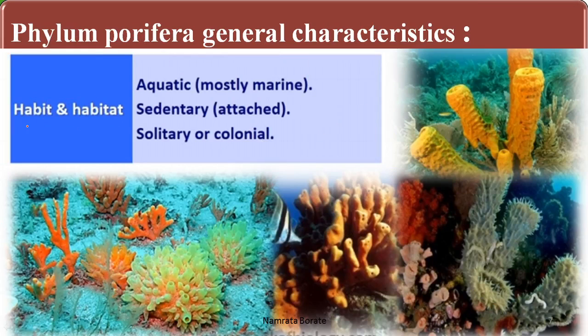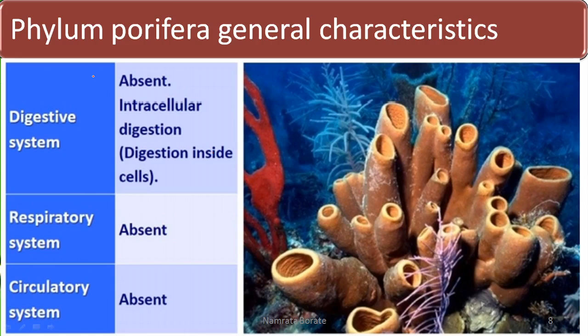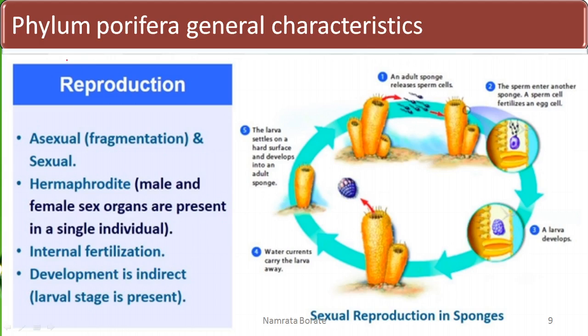Next characteristic is about habit and habitat. They are mostly marine, means aquatic. They are sedentary in nature, means these organisms are attached to the substratum. They are present singly or in a colonial form. Next characteristic is there is absence of digestive system. But there is presence of intracellular digestion, that is, the digestion occurs inside the cell. There is absence of respiratory system and absence of circulatory system in Phylum Porifera.